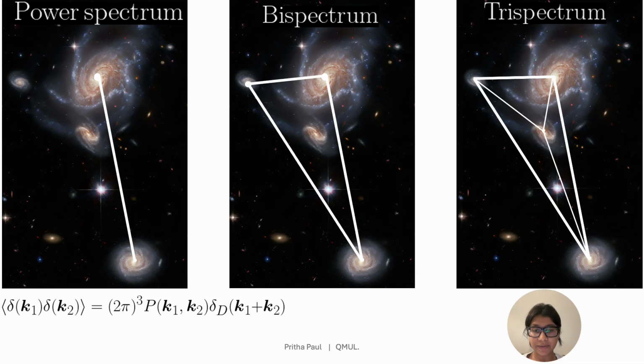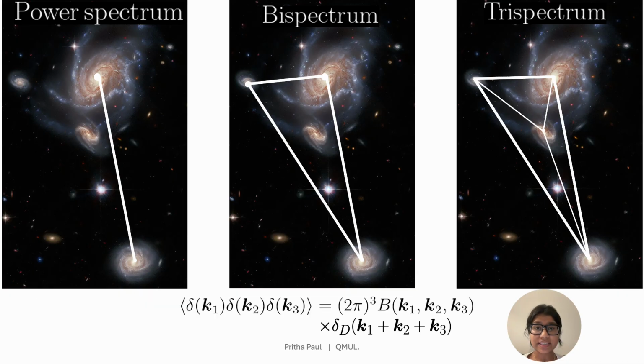So we have the power spectrum here, where the power spectrum considers two galaxies. So in Fourier space, we have delta of k1 and delta of k2 to give us the power spectrum with the Dirac delta function. We can go a step higher, and instead of counting pairs of galaxies, we can now count triplets of galaxies.